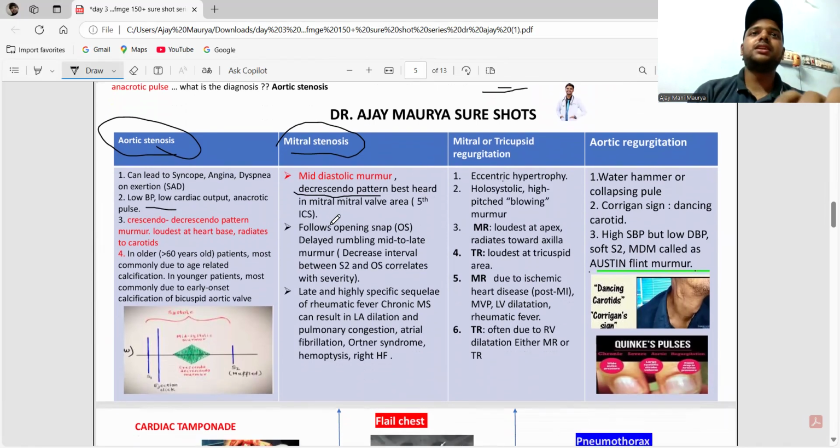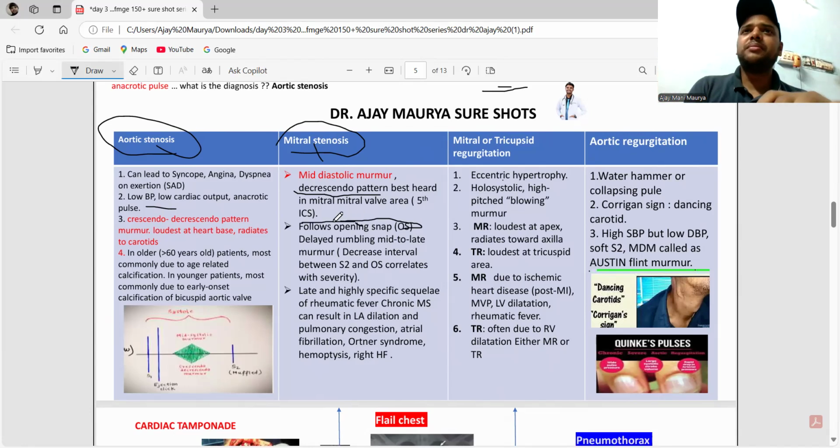Remember one thing here: it follows an opening snap. Okay, opening snap. Crescendo-decrescendo is aortic stenosis; mitral stenosis has the opening snap, which means a delayed rumbling, mid to late murmur. It decreases the interval between the S2 and the OS, correlated with the severity. Just remember this is the opening snap. This word will be in the question, you have to mention it.